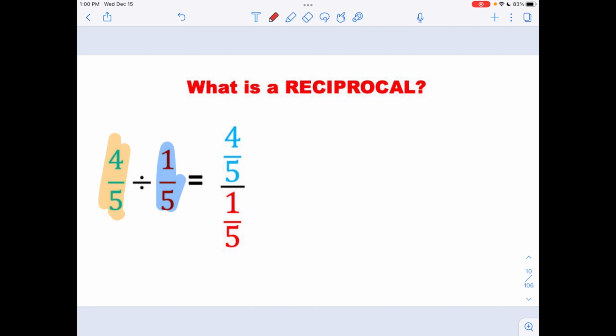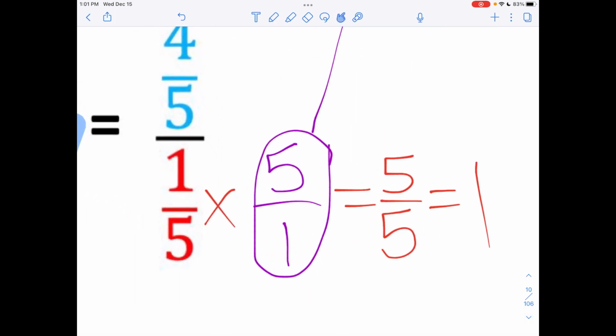So I'm going to write way over here on the other side, I'm going to write 1. But before it's 1, I'm going to make it be 5/5. So something, 1/5 times something equals 5/5. Well, if I look at the numerators, 1 times 5 is 5. And on the bottom, 5 times 1 is 5. So this fraction right here is called a reciprocal. It's the flipped over version of 1/5.